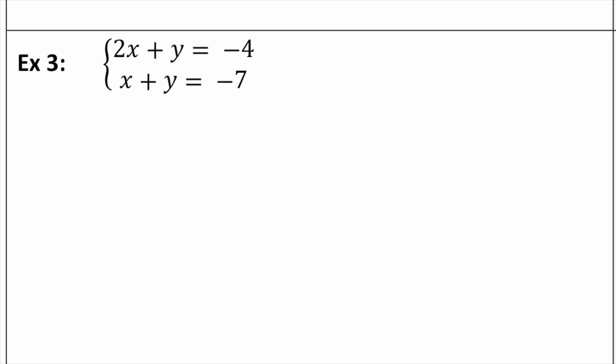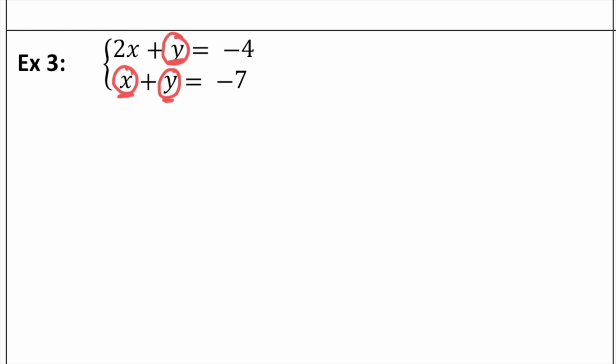Now let's look at our third example. Notice none of our variables are isolated. The x and y are on the same side for x plus y equals -7, and we also have 2x plus y equals -4. So we have 3 choices. We could solve for x, the y in the second equation, or even the y in the first equation.